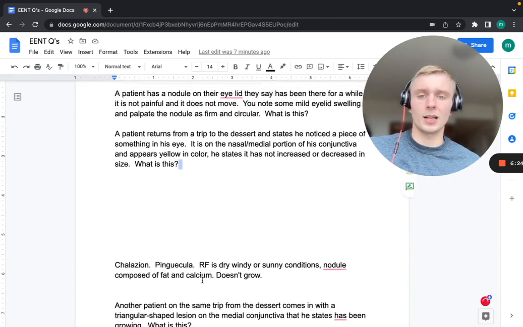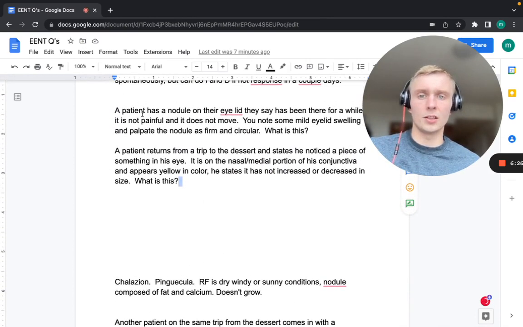So the first one's going to be a chalazion. Again, a chalazion, not painful, which is what a hordeolum or a sty can evolve into long term. Chalazion is that non-painful nodule.